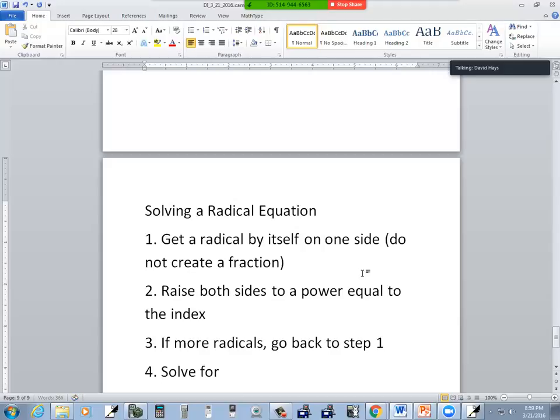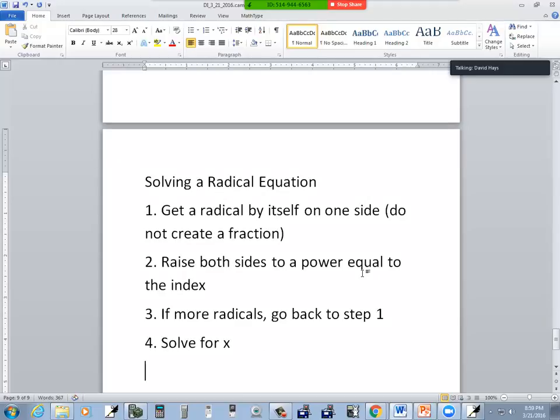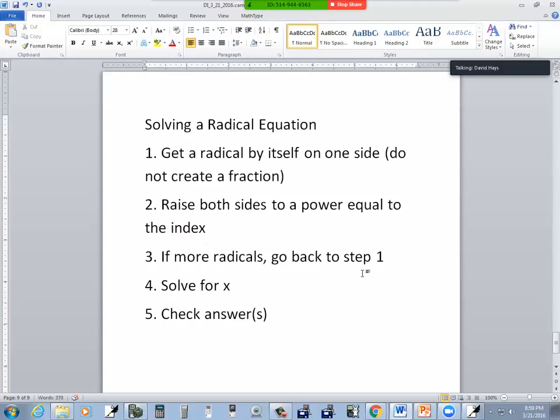And that's pretty vague. It'll either be a linear equation or quadratic equation, but it actually doesn't have to be. It could be anything at that point. And then step 5 is to check your answers. This process gives you the correct answers, but sometimes it gives you false answers, so you have to check it. And you have to check it fully, not partially like we looked at with rational equations.